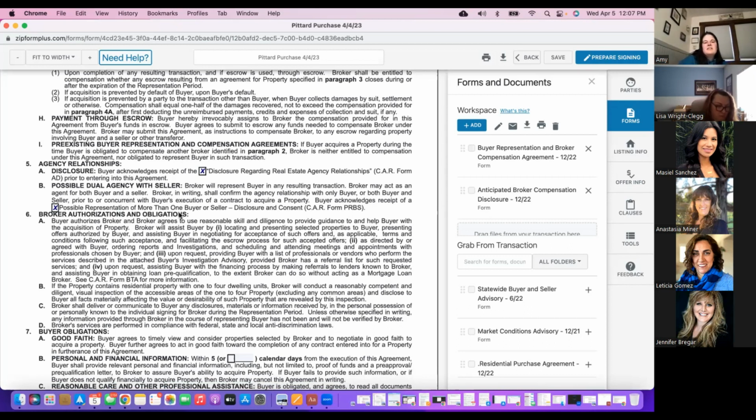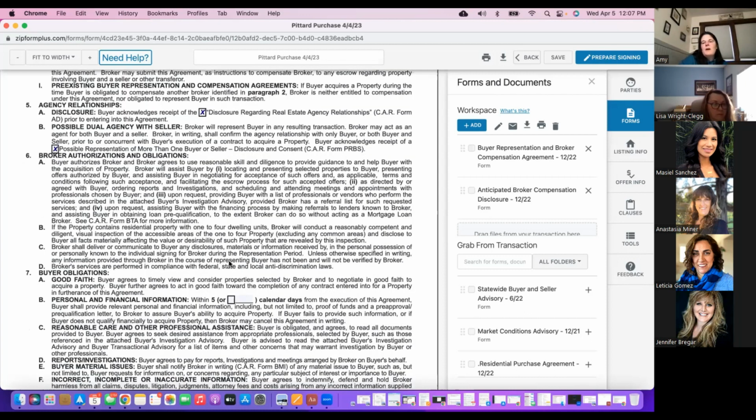Okay, this section here, section 6, we already talked about. I would write this out and summarize it in layman terms, so that you can go through and kind of itemize those items that you're going to do on behalf of your buyer, so that they understand the value that you're bringing to the transaction.